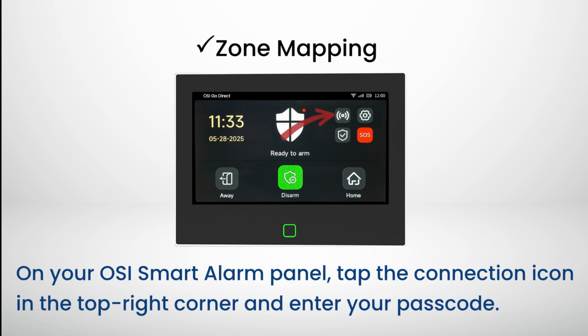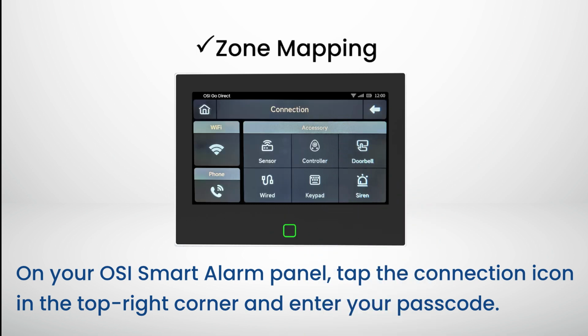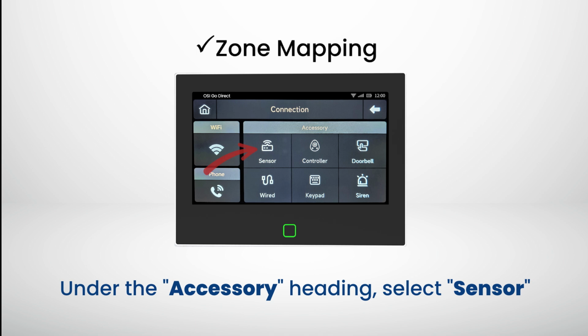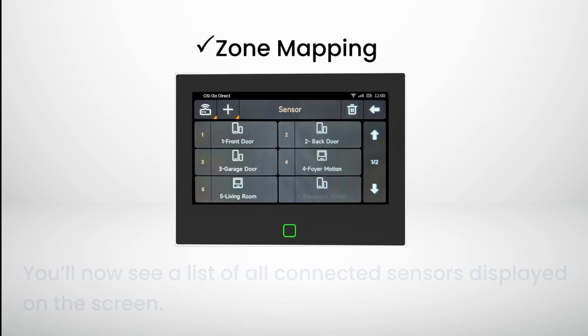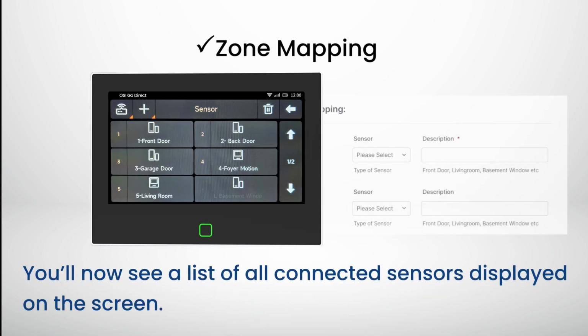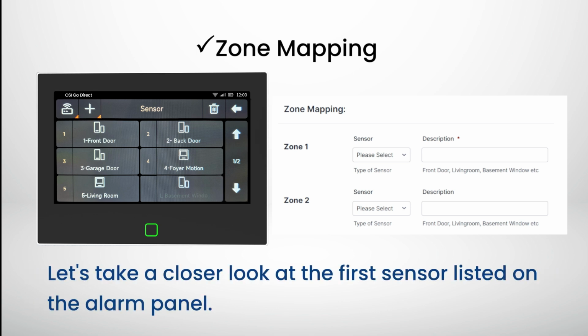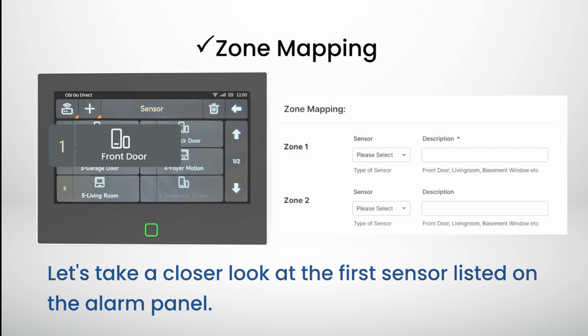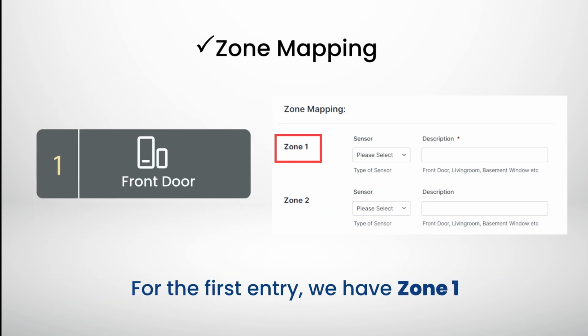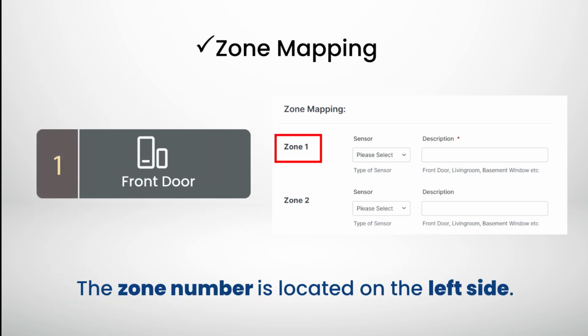On your alarm panel, tap the connection icon in the top right corner and enter your passcode. Under the accessory heading, select Sensor. You'll now see a list of all connected sensors displayed on the screen. Let's take a closer look at the first sensor listed on the alarm panel. For the first entry, we have Zone 1. The zone number is located on the left side.